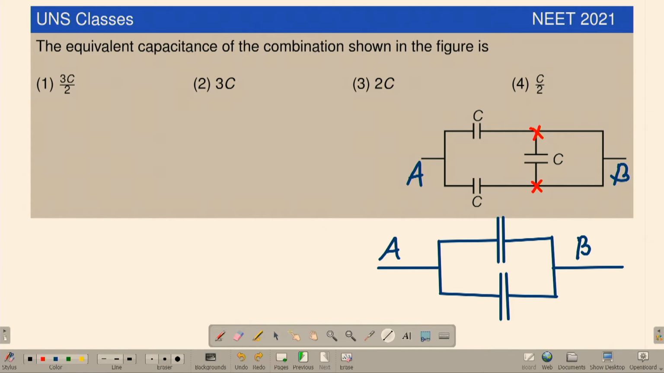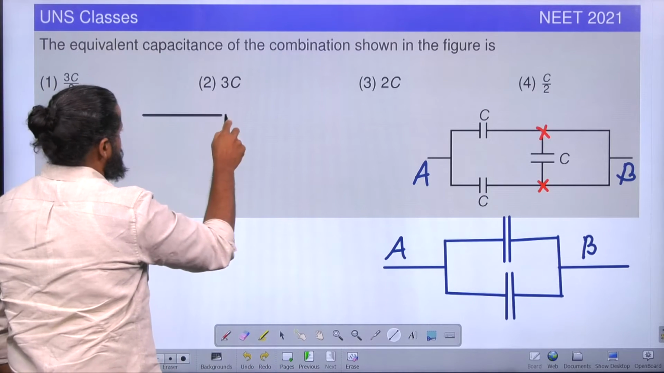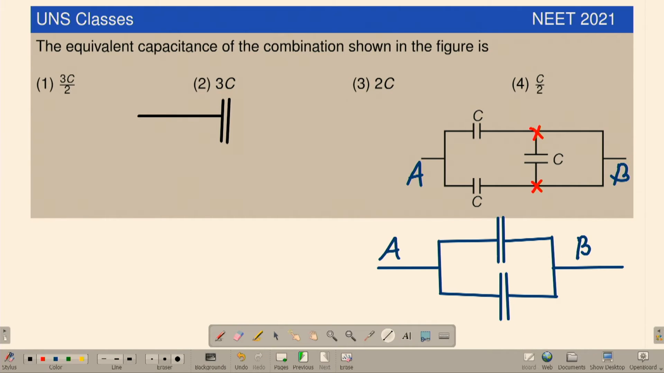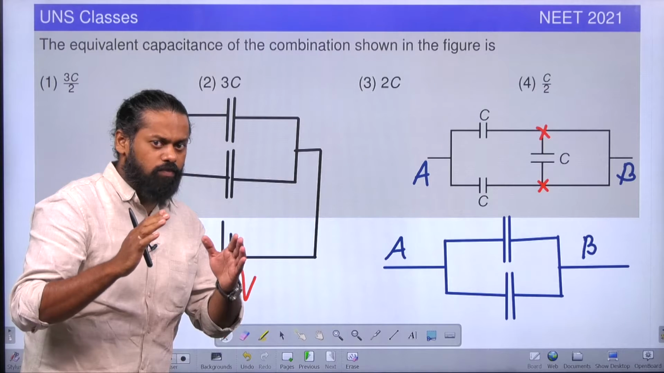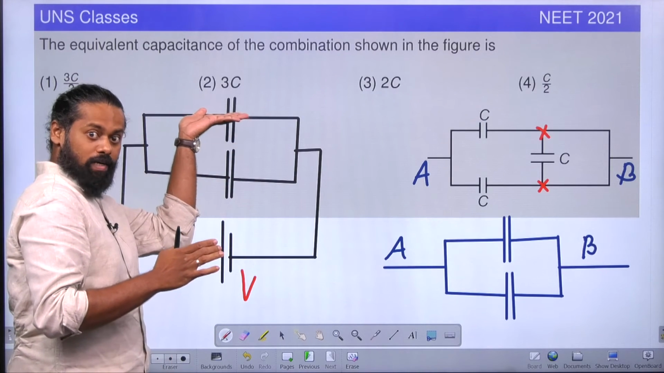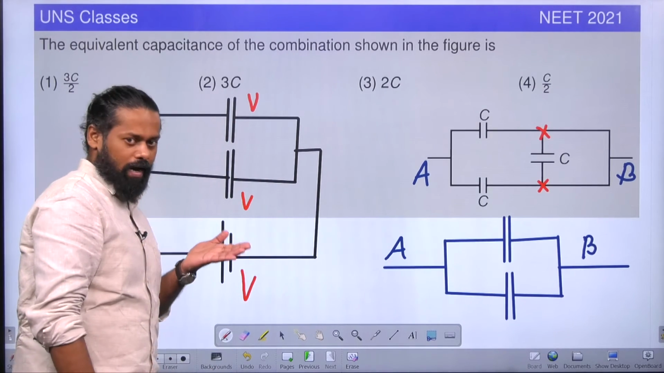Now assume that we are connecting a voltage source across this parallel combination of capacitors, something like this. Two capacitors, and we are connecting a voltage source like this. Assume the voltage is V. In any parallel system, you know that the same voltage will be available for all the individual components. That means here voltage V will be experienced, and V will be experienced again because it's a parallel connection.